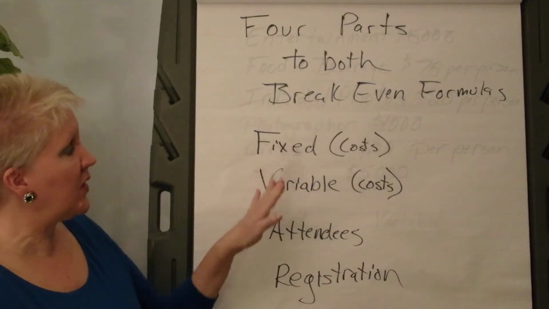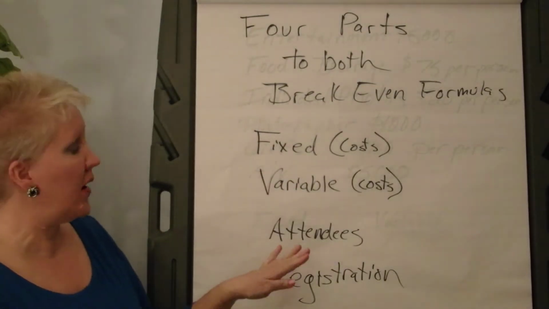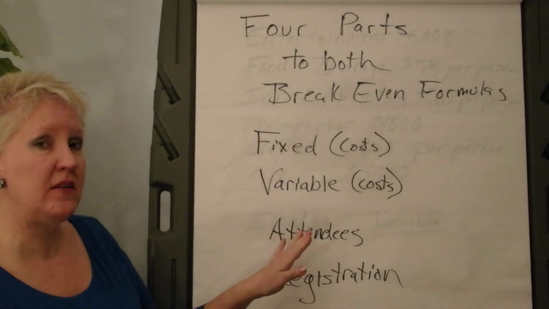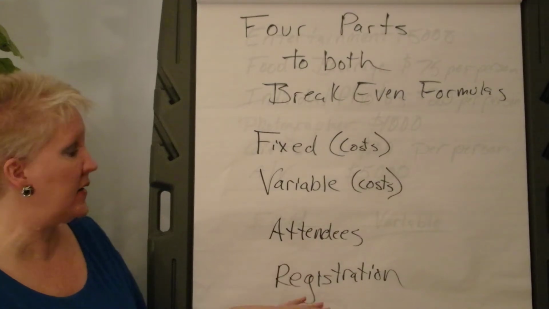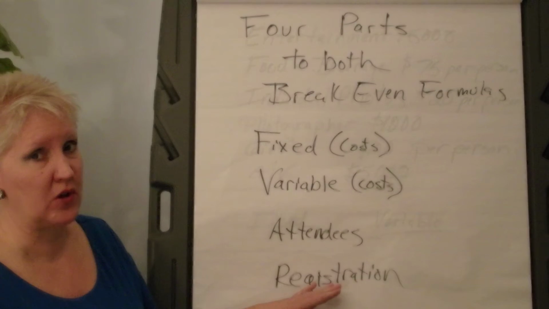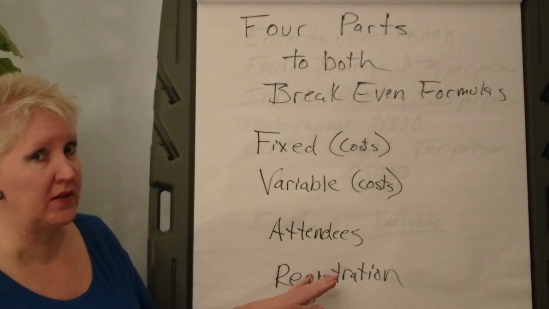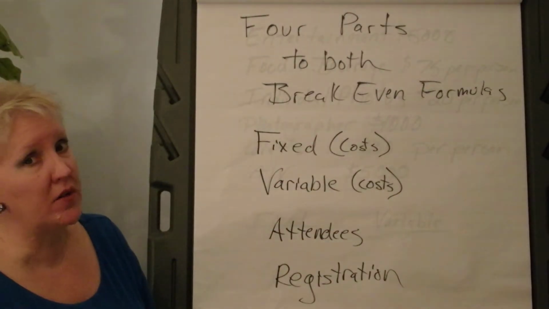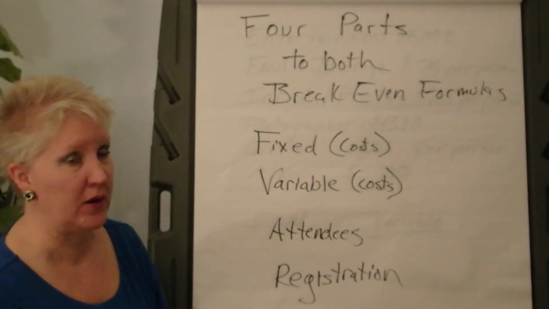The first is the fixed cost, then there's the variable cost, then we have the number of attendees who are attending or that we need to attend, and the registration price either that we're charging or that we need to charge. It could also be the ticket price. So let's talk about what these all are so we're all on the same page before we go any further.